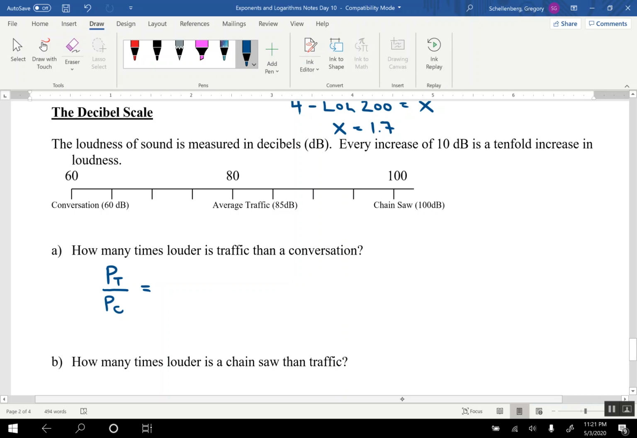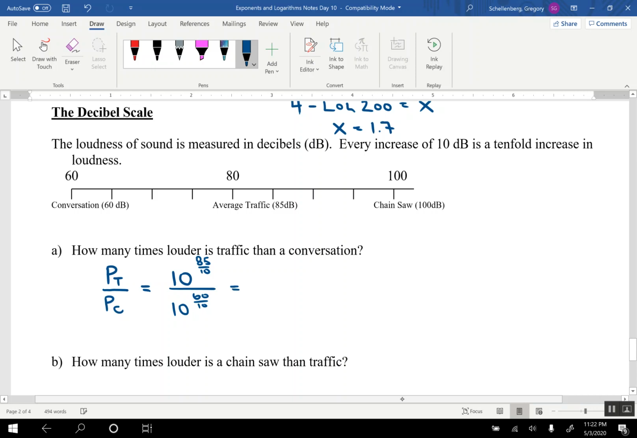Okay, so how many times louder is traffic than a conversation? So traffic is 85 decibels, a conversation is 60 decibels. Here's what this looks like. 10 to the power of 85 divided by 10, divided by conversation, this is going to be 10 to the power of 60 divided by 10. Now we can certainly simplify those fractions. 85 over 10, we could call that 8.5. 60 divided by 10, we can call that 6.